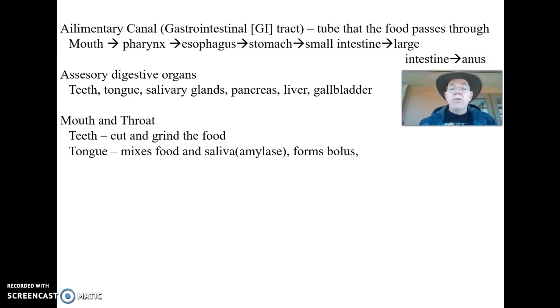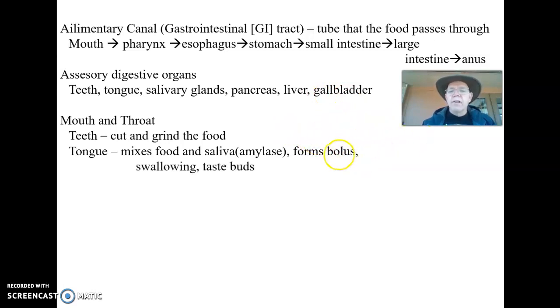All right. Your tongue, very important to food, mixes the food together along with the saliva that your body secretes. Amylase is an important ingredient. It is an enzyme that breaks down the starch in the foods that you're eating and breaks them down back into sugar. The other thing that the tongue does is it forms a bolus.